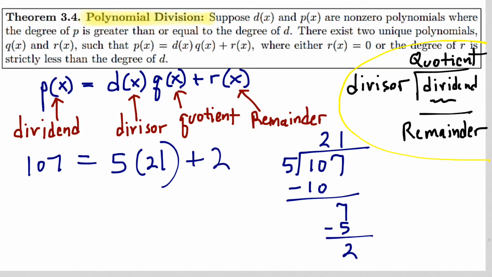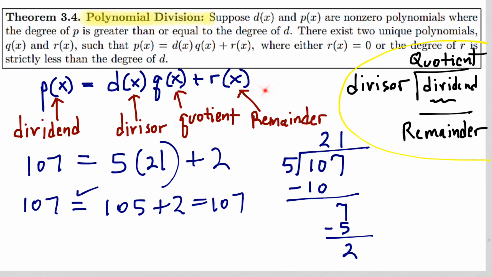All right, and let's see if that's true. So 107 should be equal to 5 times 21, which is 105, plus 2, which is equal to 107. So that's definitely true. So we've made sense of this long-looking polynomial equation in terms of the algorithm which is used for real numbers. And we're going to learn right now how to do that with polynomials instead of real numbers.